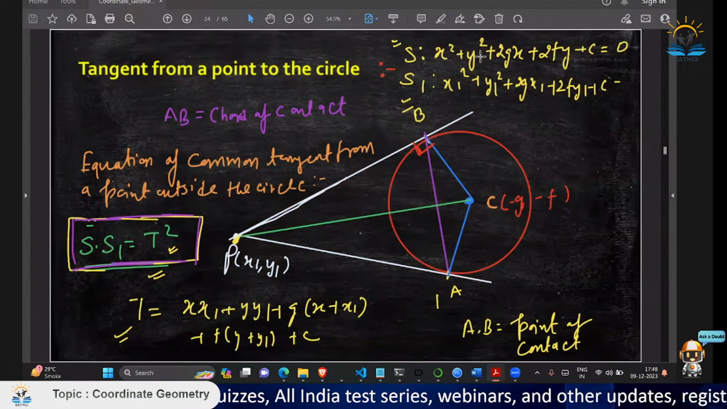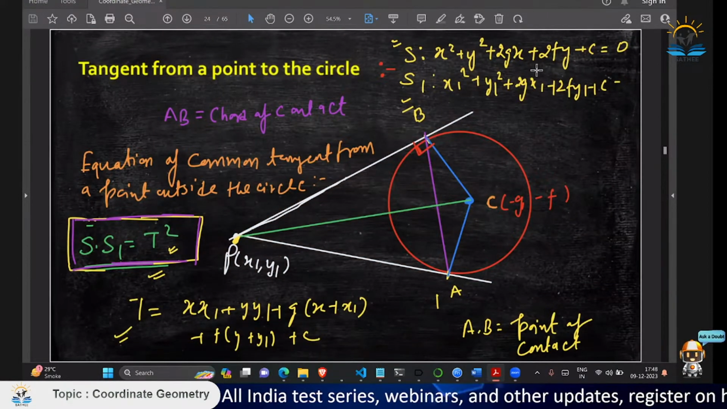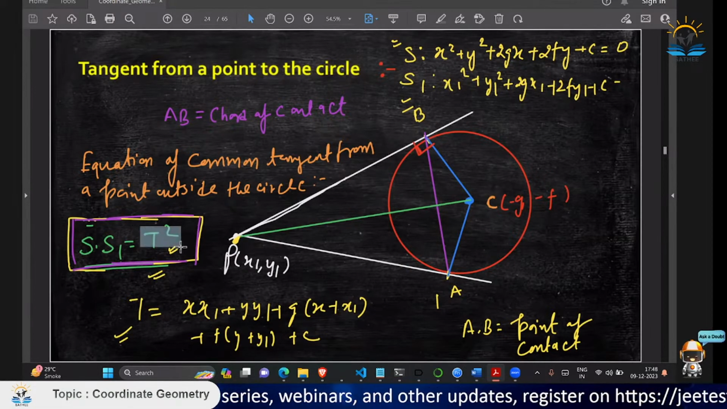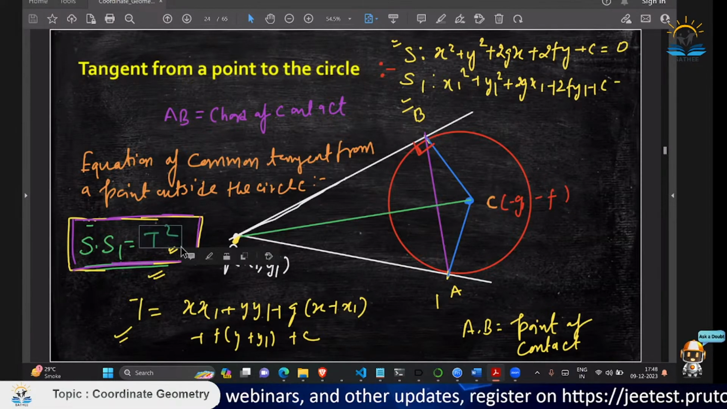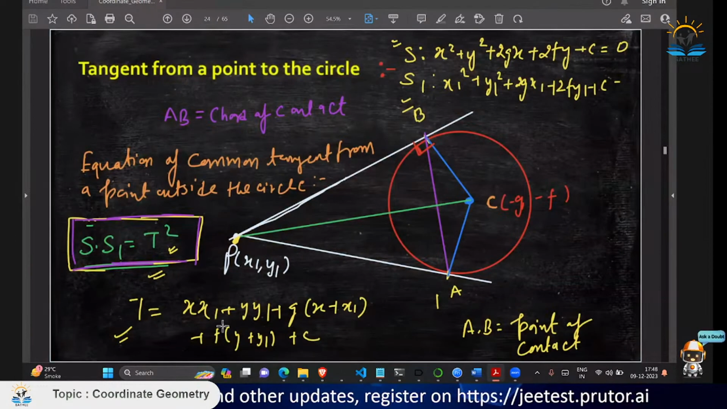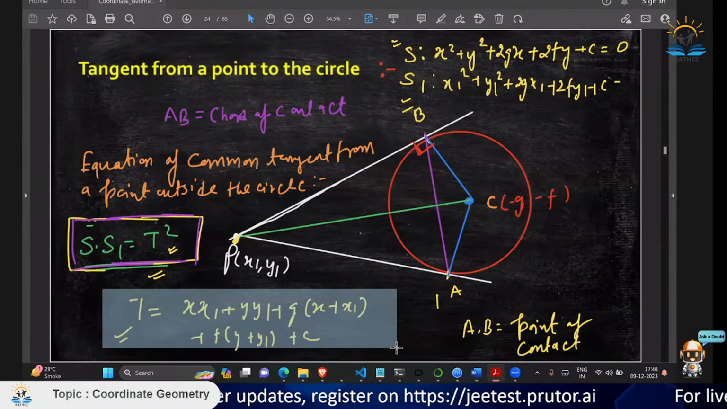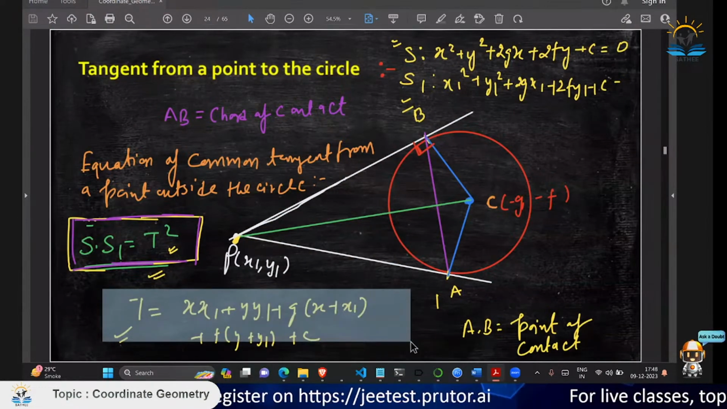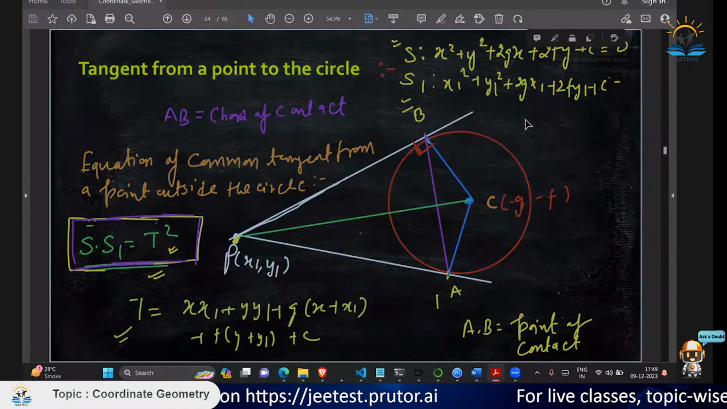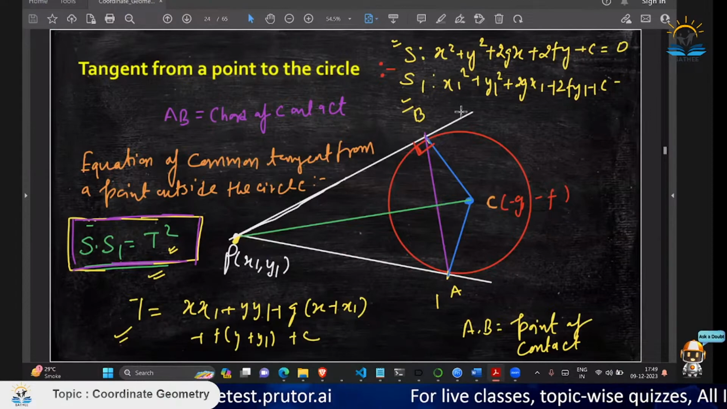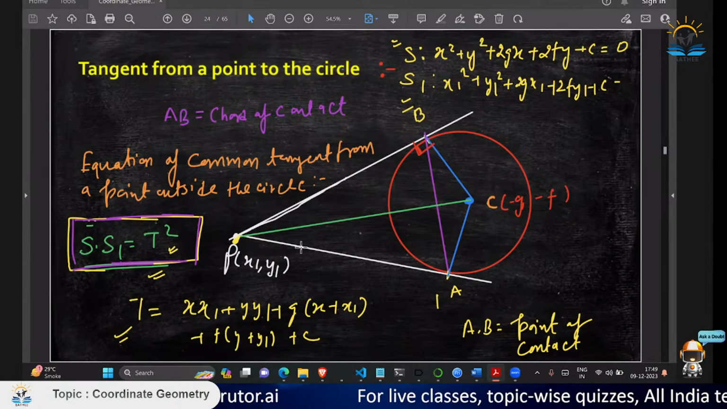When you multiply these two equations, you will get t squared. And you know what t is, right? We define t as this thing. We define t as this, right? So this t square is nothing but S into S1. When you solve for x and y, you will get the equations of the tangents for this. So this is a good method for this.